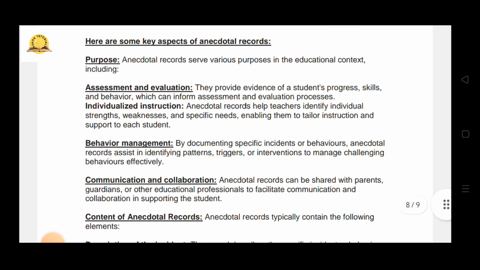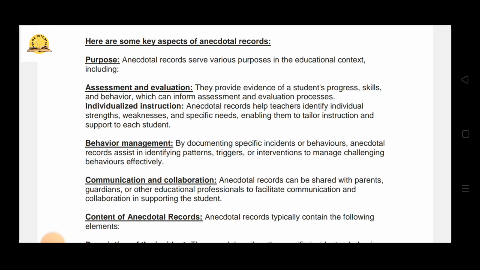Now let us see some key aspects of anecdotal records. Why do we need to make an anecdotal record? Anecdotal records serve various purposes in the educational context. There are different reasons why we make them. Number one is assessment and evaluation. In order to assess the child and evaluate him or her, we use anecdotal records. They provide evidence of a student's progress, skills, and behavior, which can inform assessment and evaluation processes.